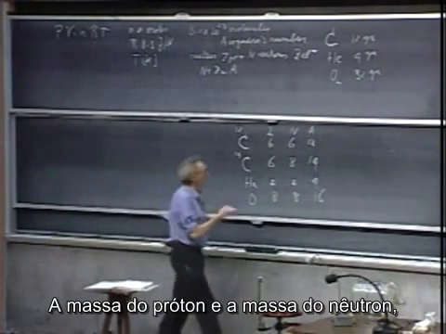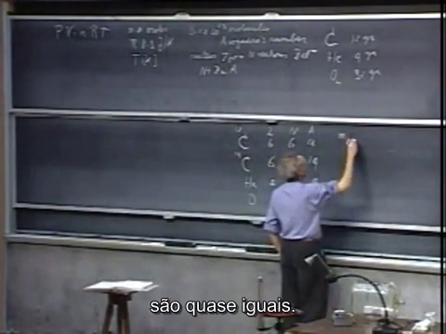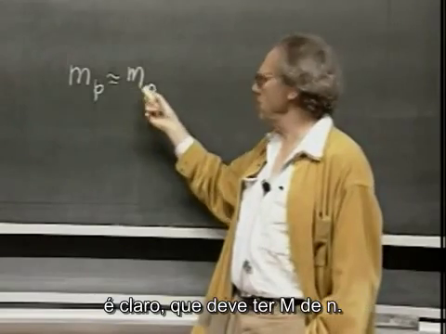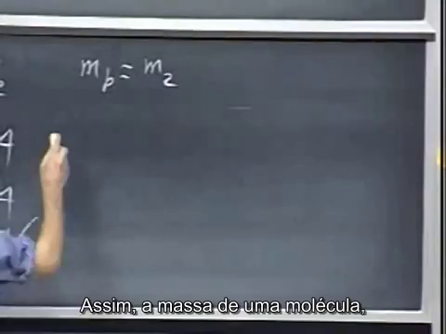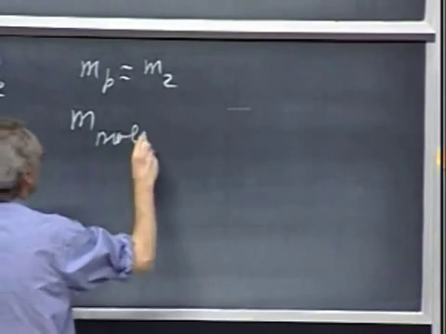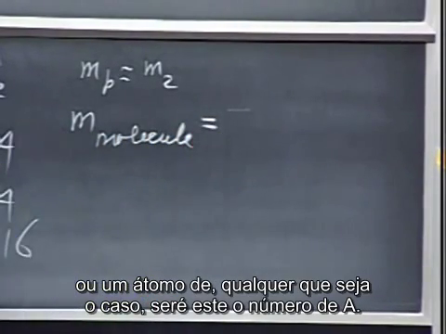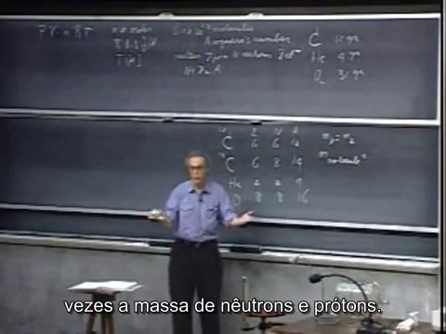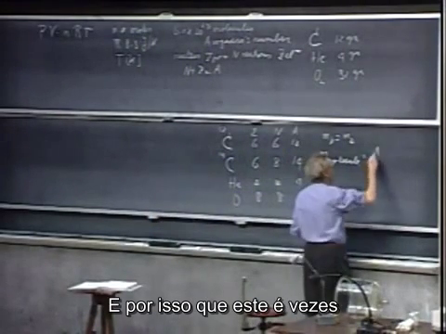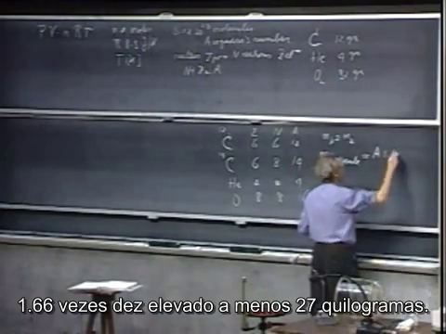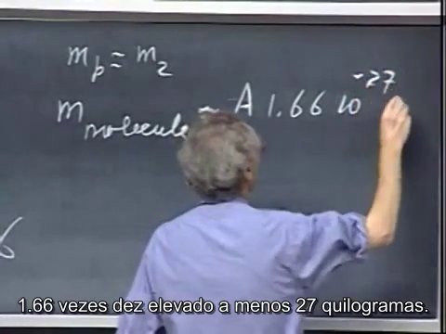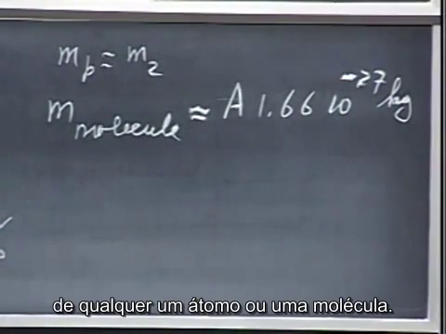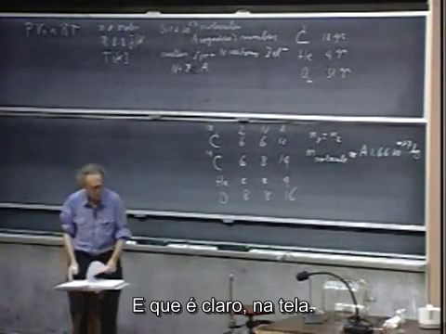The mass of the proton and the mass of the neutron are nearly equal. I wrote down M2 for the mass of the neutron. Of course, that should have been M of N. So the mass of a molecule, or an atom, whatever the case may be, would be this number A, because that's the sum of the protons and neutrons, times the mass of the neutron and the proton. And so this is A times approximately 1.66 times 10 to the minus 27 kilograms. So that's now an individual mass of either an atom or a molecule. And all that information you have there, and that's, of course, on the web.